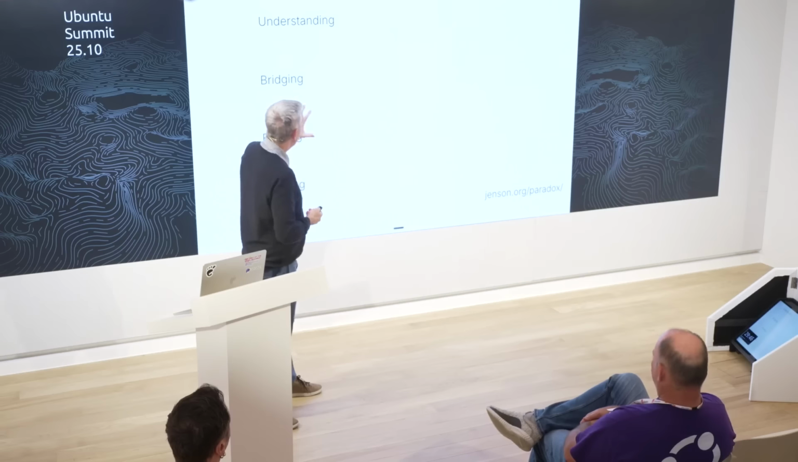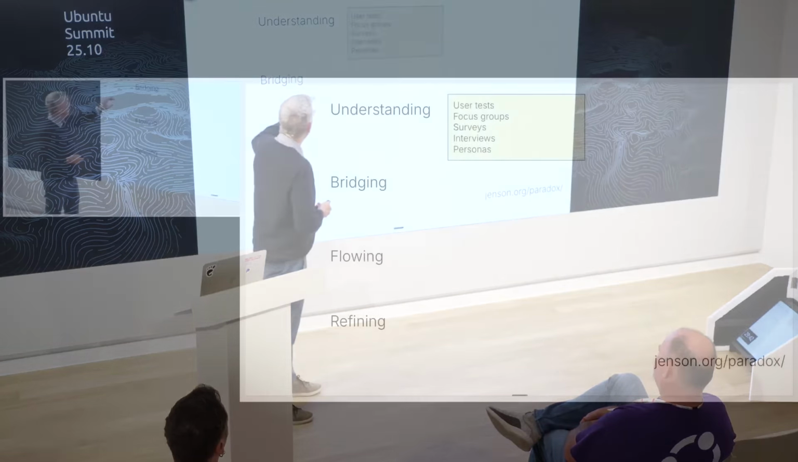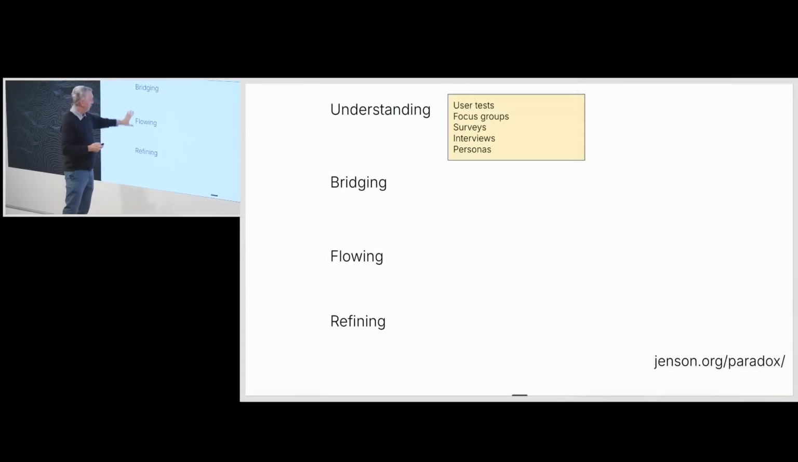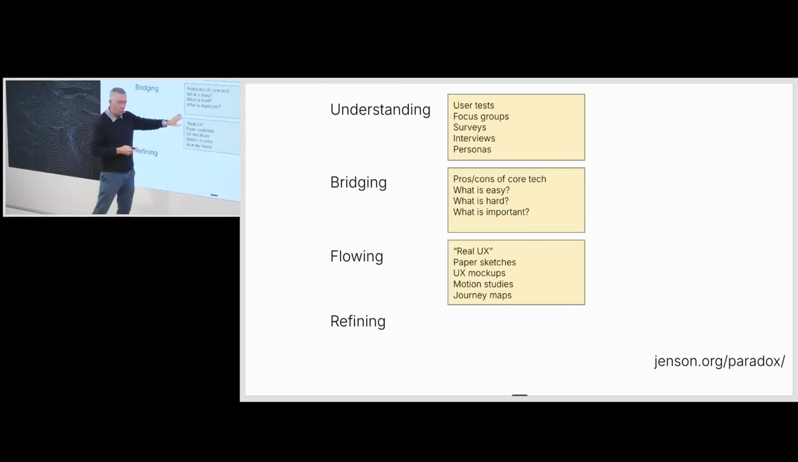So UX is many, many things. I've written about it down here if you want to have a look at that. But it's what I call the understanding, bridging, flowing, refining groups. User tests, focus groups, surveys, interviews, personas. You're just focusing on the problem and the user. The next is, of course, understanding the technology. Pros and cons of the core tech. What is easy? What is hard? What is important? How do you map what's going on with the user to what the technology is capable of doing?